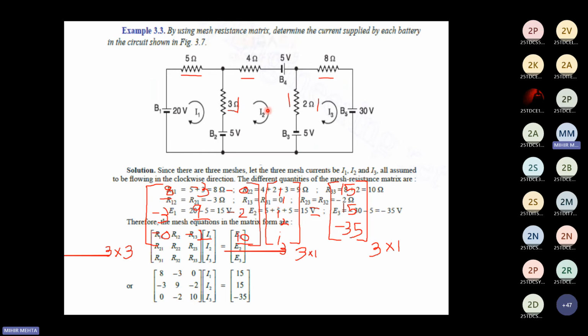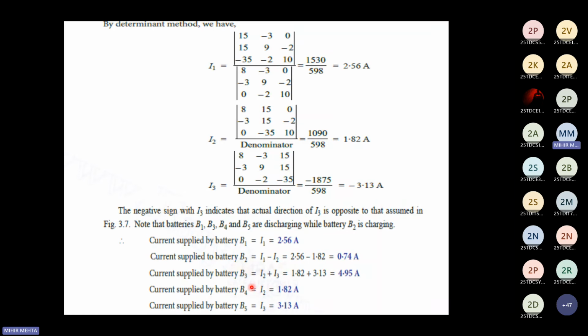B4 would be as good as I2. So let's see this. So B3 is I2 plus I3. Okay, why is it I2 plus I3 instead of minus? Because here I3, you are getting the value as minus. Your answer is in minus.